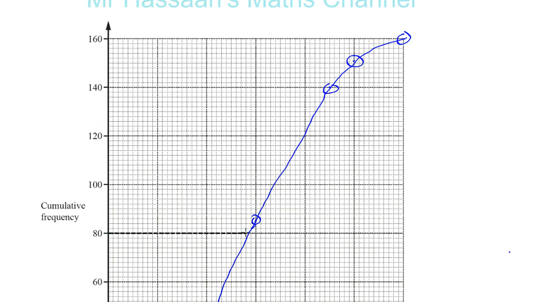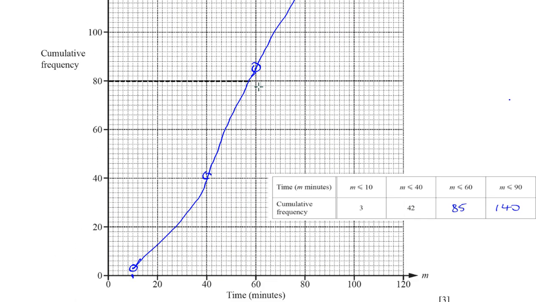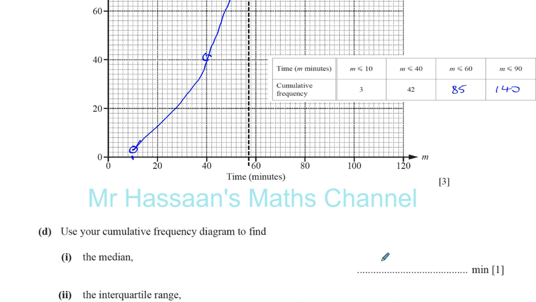I draw it across from 80. I see where it hits the curve. And from that point, I draw a line down, try to be as accurate as I can. And I see where it hits the x-axis. So this 80 tells us where the median is, and the x-axis tells you what the median is. Each of these was 2, so that's like 58, 57. So it looks like it's 57 minutes. According to my graph, it looks like it's 57 minutes.